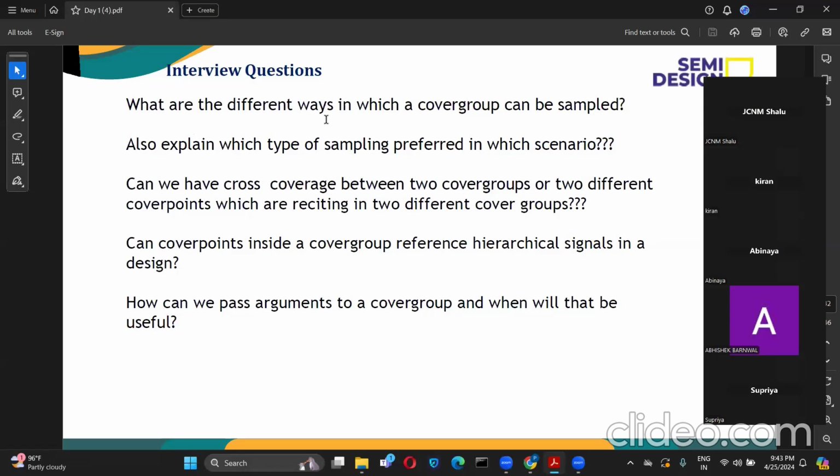What are the different ways in which a covergroup can be sampled? Can anyone answer? Either it can be sampled using the covergroup dot sample method by creating an instance of the covergroup, or the second way is we can avoid calling the sample method, and it can be sampled at the positive edge or negative edge of the clock based on the covergroup definition. Correct, both are useful.